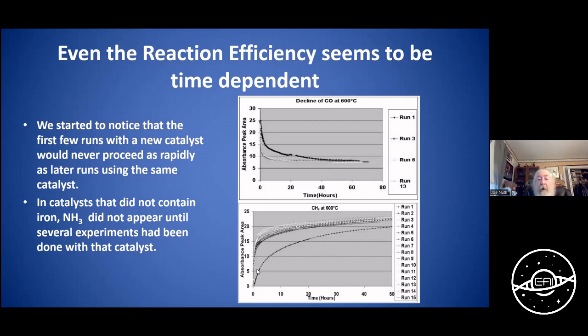Same with getting the products, the methane. The first time we didn't get quite as much methane, and it went up slower. As we used that catalyst over and over, we were getting more and more methane faster as we ran. This is 600 degrees C. So what was happening was the catalyst was getting better and better. That shouldn't happen in a normal catalytic reaction. And in fact, it was fairly unexpected.